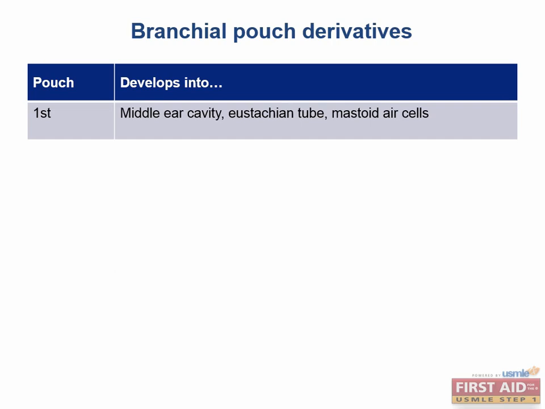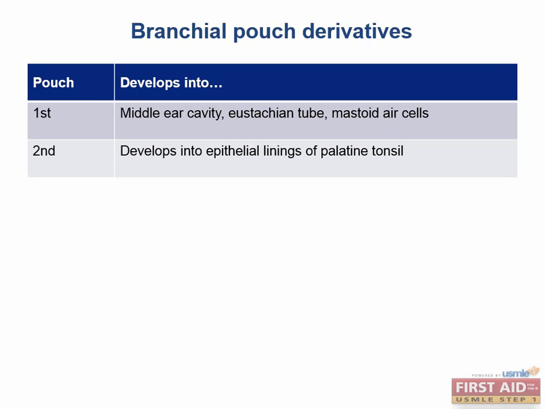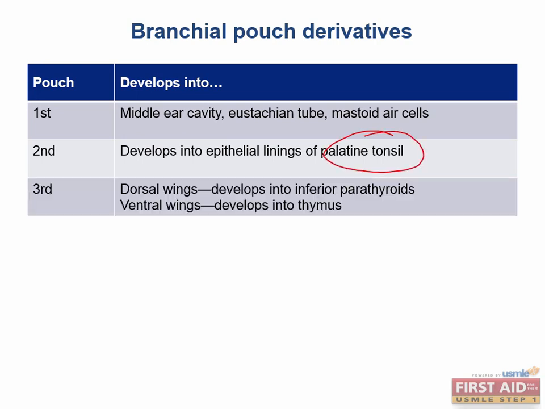Moving on to the branchial pouches. What is the germ layer of the branchial pouches again? That's right, endoderm. So the first pouch contributes to structures of the ear, which are the middle ear cavity, the eustachian tube, and the mastoid air cells. The second pouch develops into the epithelial lining of the palatine tonsils. So 2 tonsils, if that helps. The third pouch contributes to 3 structures: the thymus, and the left and right inferior parathyroids. The dorsal wings develop into the inferior parathyroids, and the ventral wings develop into the thymus.